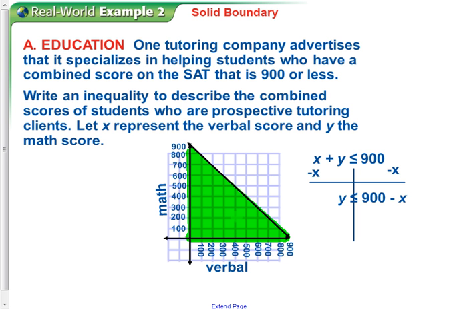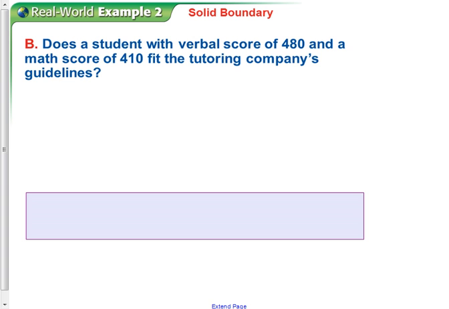Now you'll notice that I did not shade in the negatives because this is a real life situation. It doesn't really make sense that you're going to get a negative verbal score or a negative math score. So only 0 and above is a realistic answer. So this green shaded area are all of the possible answers. Okay, so we're going to need this graph for the next question. So let's go to the next page, read the question, and then we'll come back to this.